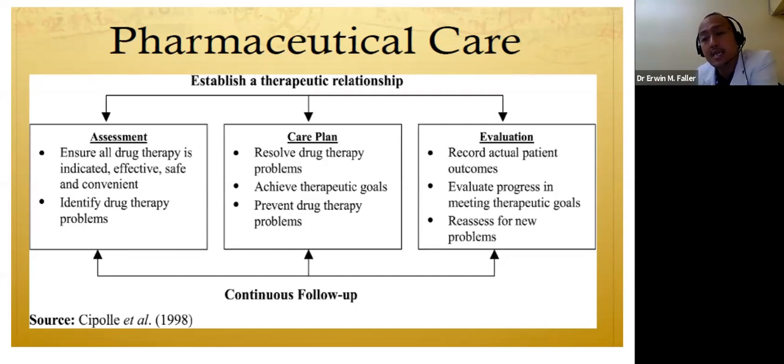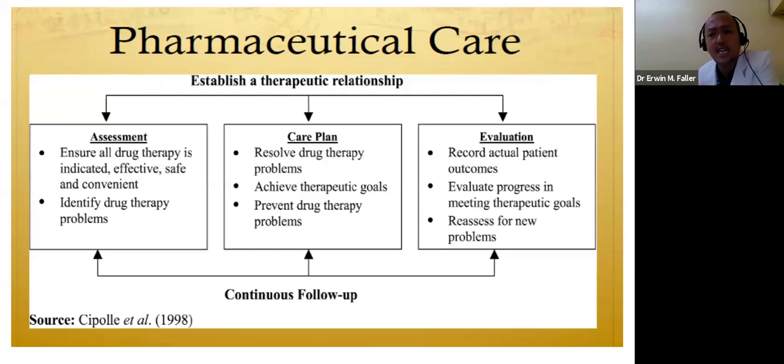The care plan is actually part of our intervention to resolve drug-related problems, achieve the therapeutic goals, and prevent drug therapy problems. In this care plan, you'll be able to document the issue, the particular intervention or action that you want to do, and also the outcome, the goal that you want to happen for your patient. This is the intervention that we're going to give to our client.